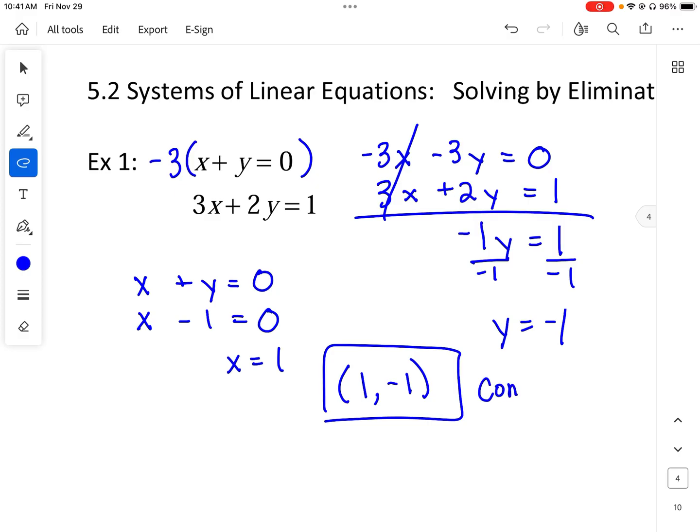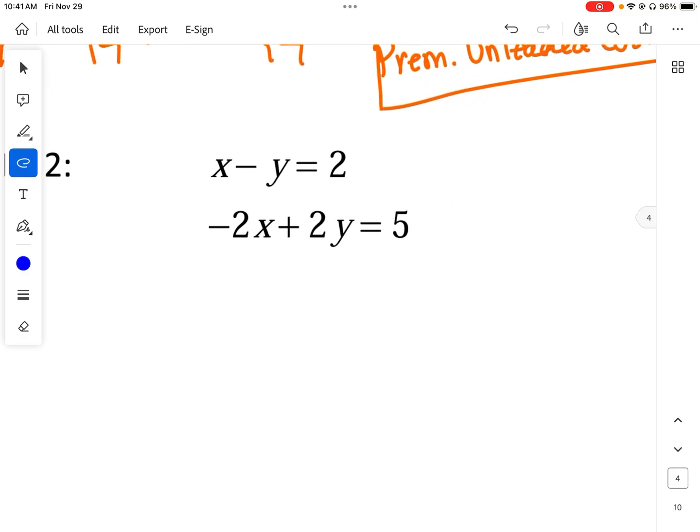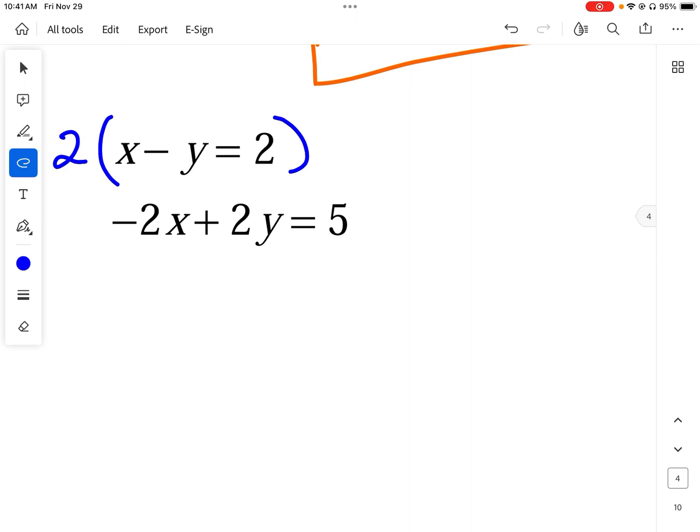So it's consistent and it's independent because it has exactly one. Okay, let's go to the next one. Okay, I could cancel either one of them out. I think I'm going to multiply by 2. So it's not just one specific way to do this. You can probably do many ways. So this is what I'm going to do though.